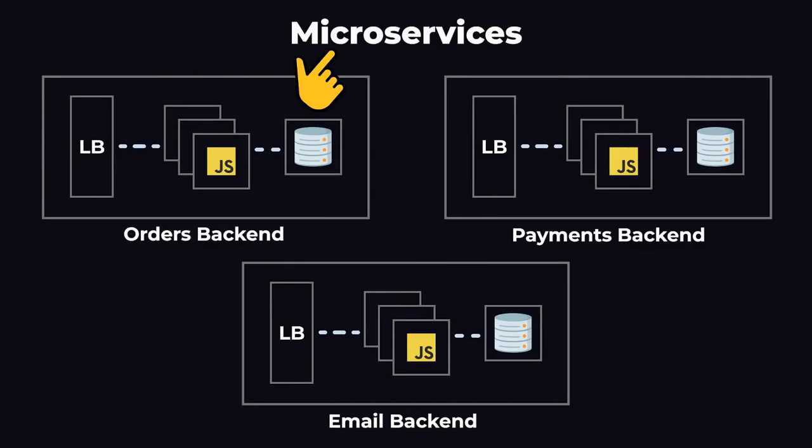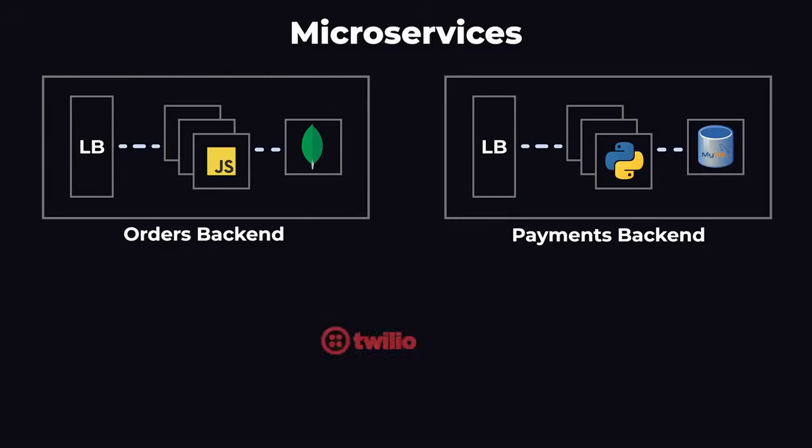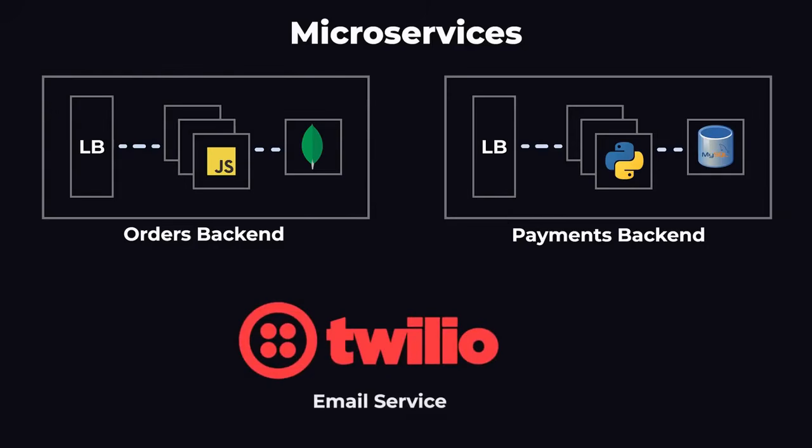Splitting our backend into separate backends like this is called microservices. It makes our code bases smaller and more manageable. Each one doesn't have to use the same programming language and database. One can be written in JavaScript and use MongoDB, while another might be written in Python and use SQL.